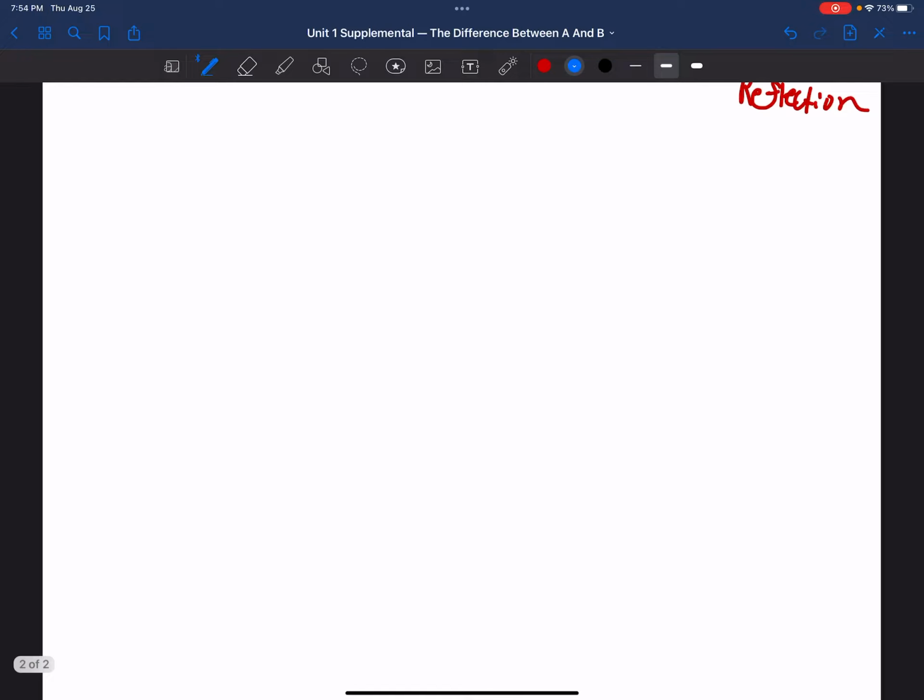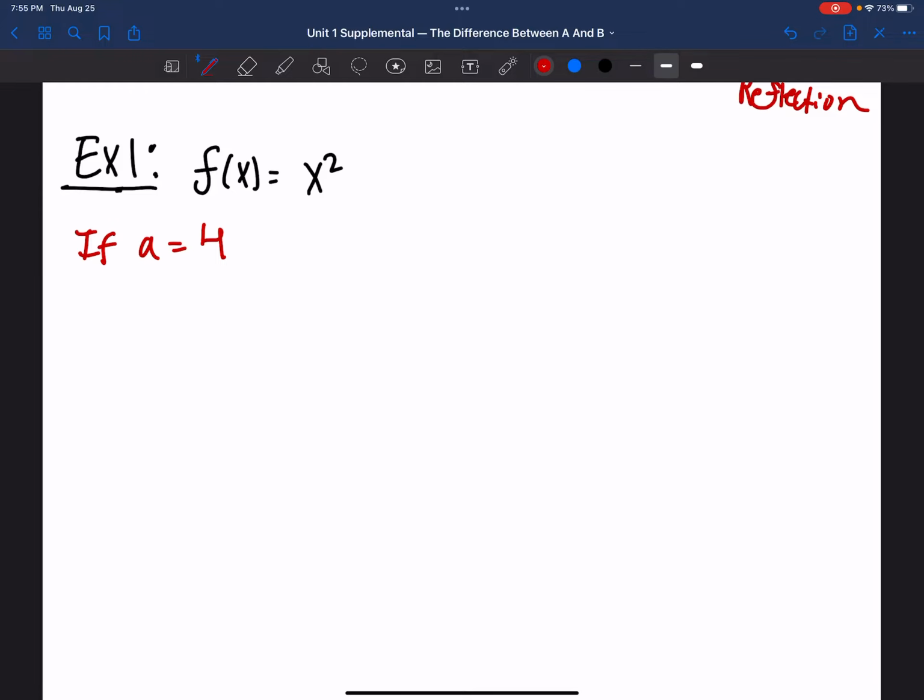Example 1. So I'm going to suppose I have, let's establish a parent function, f of x equals x squared. I like this one a lot. So if I look at x squared, let's look at what an a value looks like. So I'll do this in red. If a equals, let's say 4, or you know what? I like 9. Suppose a equals 9.